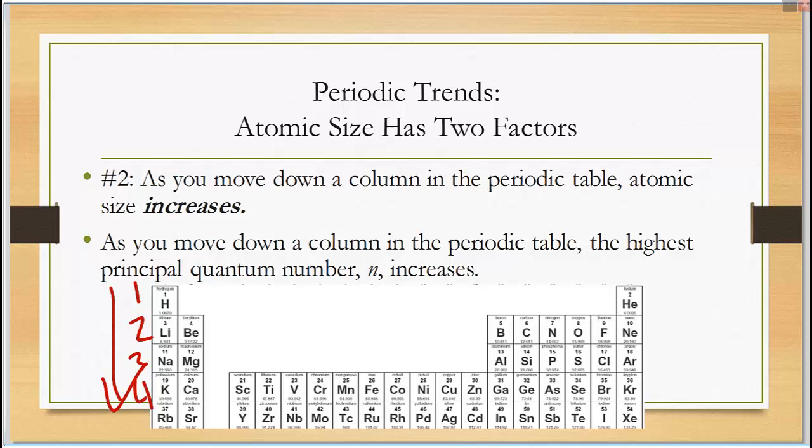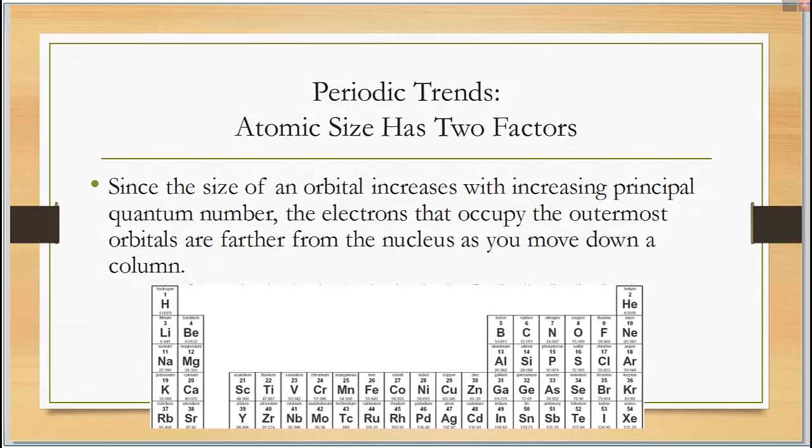So we can summarize this. Since the size of an orbital increases with an increasing principal quantum number, the electrons that occupy the outermost orbitals are farther away from the nucleus as you move down the column. So here's a summary of it.